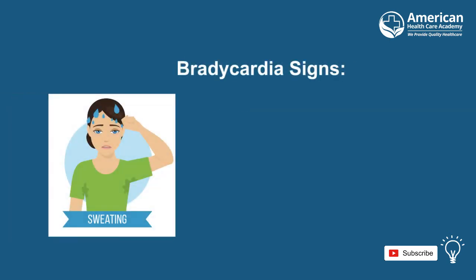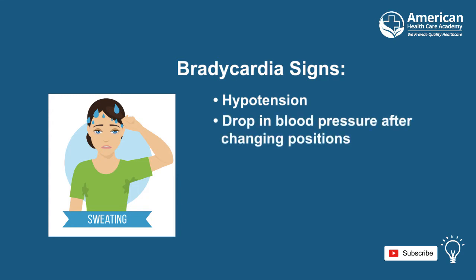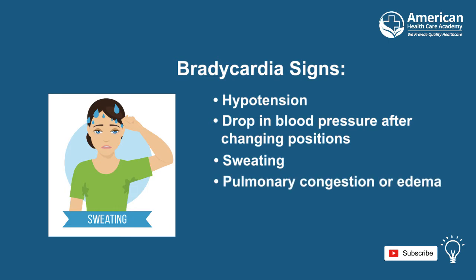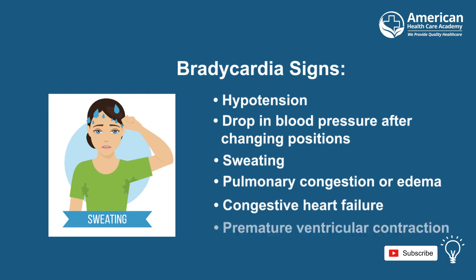Some signs of bradycardia are hypotension or low blood pressure, orthostatic hypotension or a drop in blood pressure after changing positions, like going from sitting to standing, sweating, pulmonary congestion or edema, meaning an increase of fluid in the lungs, congestive heart failure, or when the heart does not pump enough blood, and premature ventricular contractions, or PVCs, which is when the ventricle produces abnormal heartbeats.